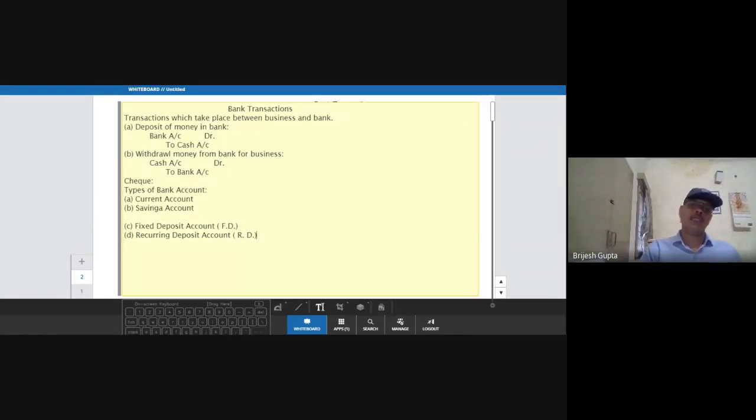Why have I grouped these two in the same category? Current account and savings account are called demand deposits. What is the name of these two accounts? They are called demand deposits. And these other two, fixed deposit and recurring deposit, are called time deposits. Okay, demand deposits and time deposits.